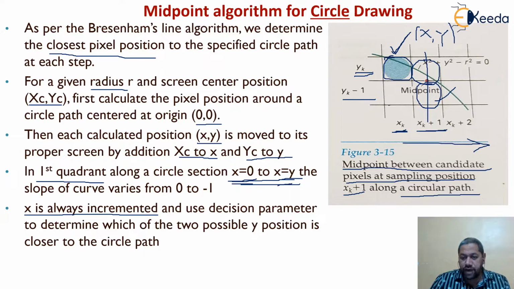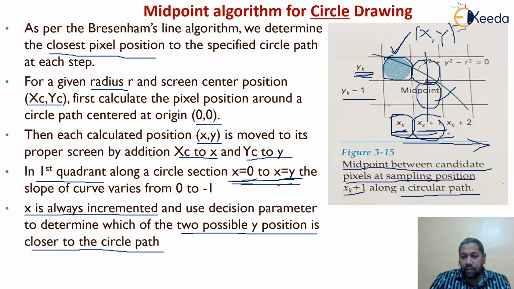You can find it here in this diagram. My first point is x of k. The next point is always x of k plus 1. X is always incremented, and we use a decision parameter to determine which of the two possible y positions is closer to the circle path. You can find that x is incremented, but there are two possible points. Suppose this is y of k, then this value will be y of k plus 1 and this value will be y of k minus 1. So I am getting this value.